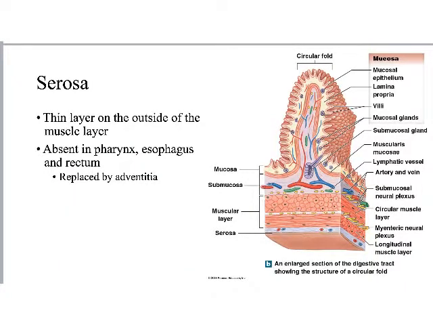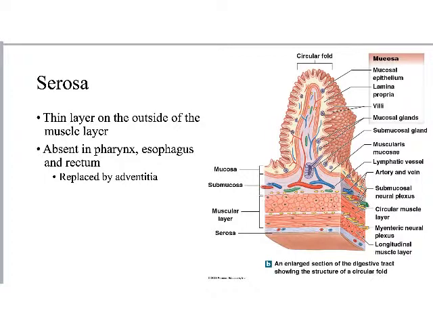The serosa is just going to be that outside layer. Again, if you opened up an abdomen and looked inside at the bowel, you would be looking at the serosa, and typically it's attached to other membranes to hold the bowel in place. We're going to talk about the mesentery. The mesentery is typically attached to the serosa to hold the bowel in place, and so we'll talk about that when we get a little further on in the lecture.